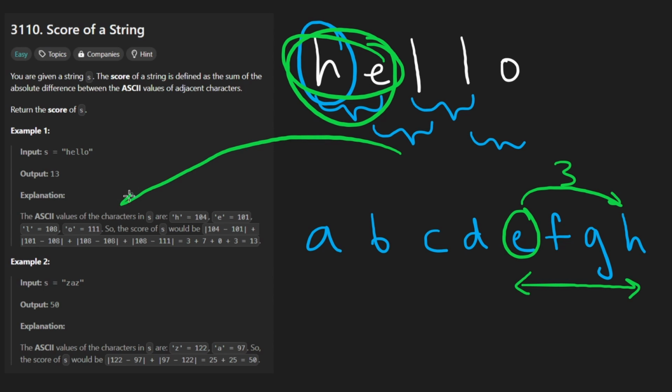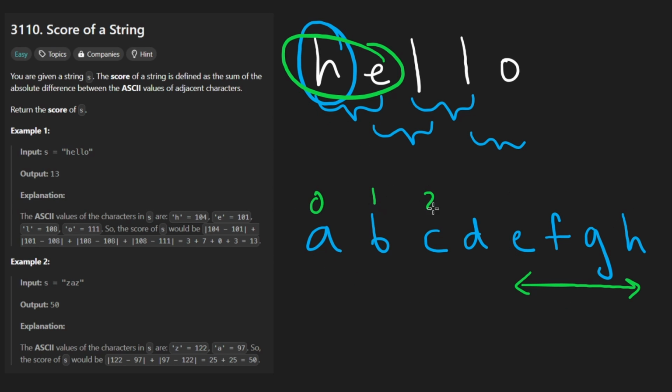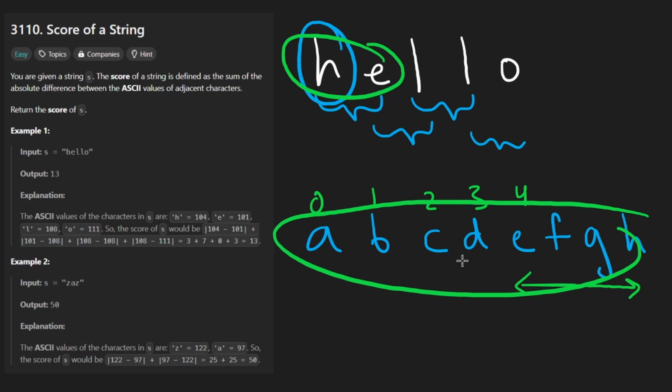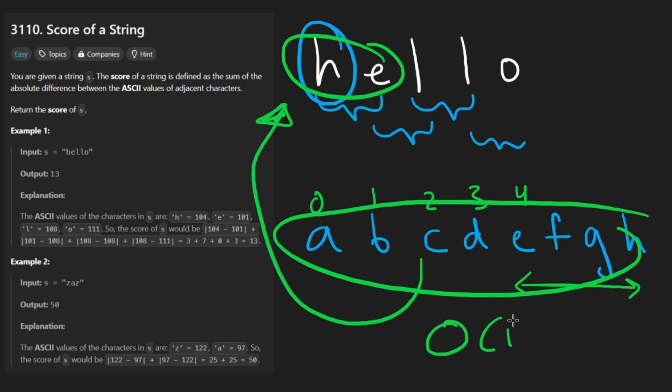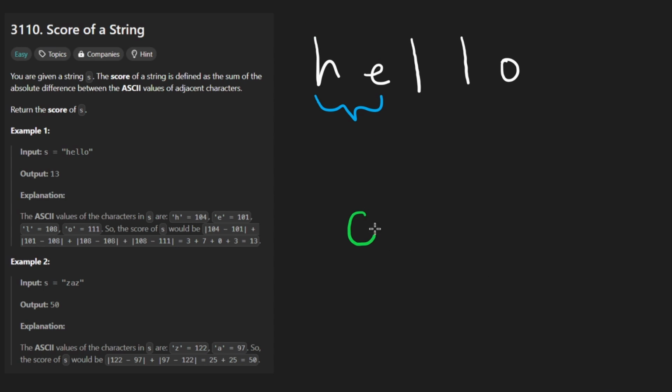If you had no idea what ASCII values are, you could create your own mapping. You could call A 0, this 1, this 2, this 3, etc. And you could store these in a hash map or something, and then you could solve the problem that way. It would still technically be constant memory because it's 26 characters. But we don't need to do that because in Python, there is a built-in function called ord, which pretty much gets the ASCII value of a character.